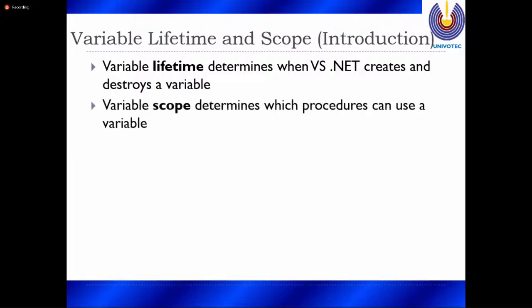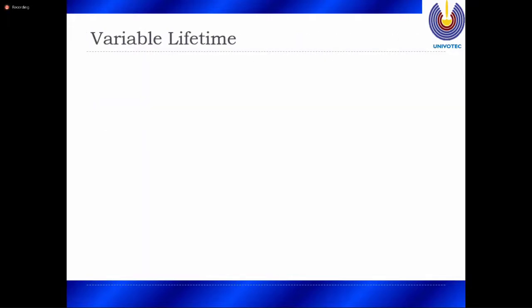Here also it is the same: a variable is created and destroyed. The variable scope determines which procedure can use the variable. Okay, it's a public or private variable; that is the scope of the variable. All variables have both a lifetime and a scope. The variable lifetime.